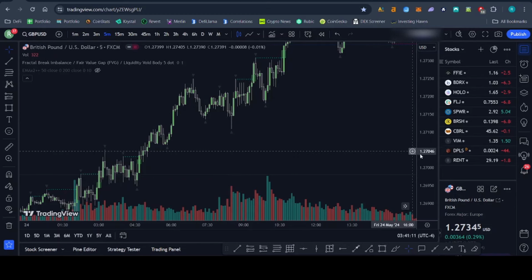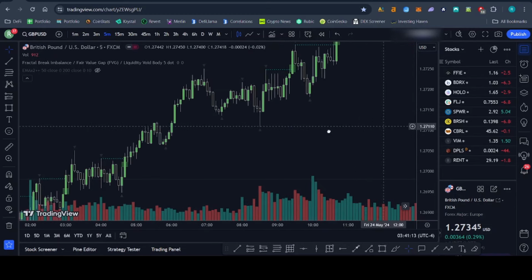Now this is one problem with the fractals, is that this is printing this as a lower low. But for me, this is not a lower low because it's just a wick. It didn't close below this low, it just wicked below it. And again, this is a liquidity sweep. This is something that we'll talk about in a later video. So this is one example as to why indicators are not 100% reliable, because this is telling you this is a low.